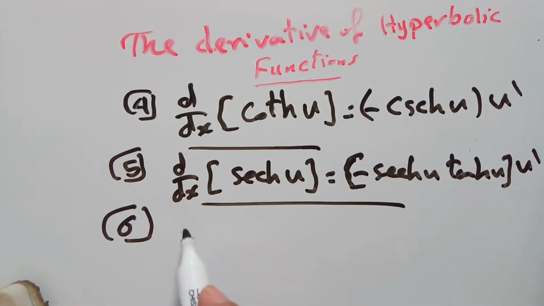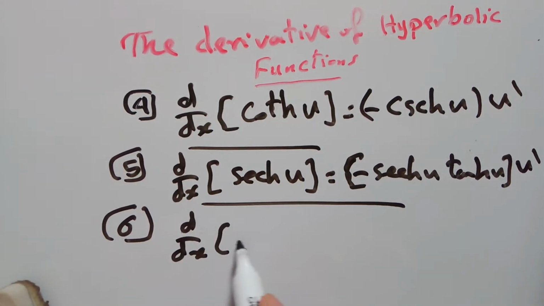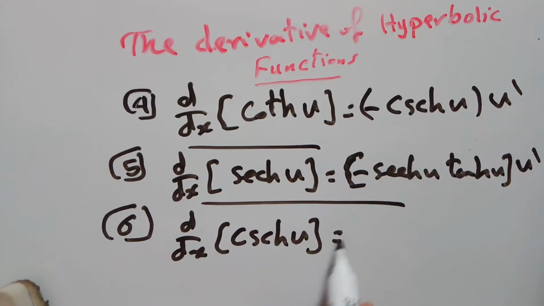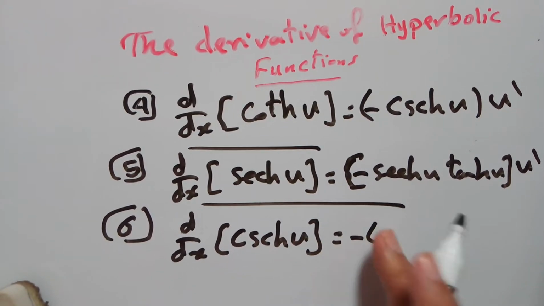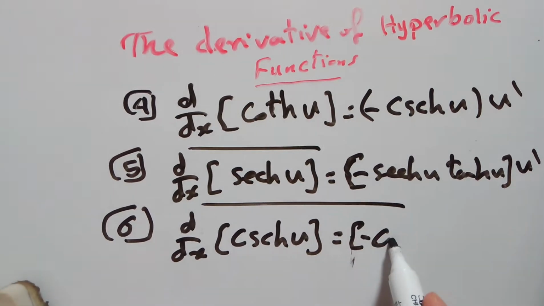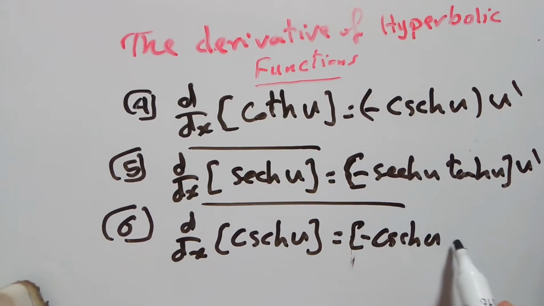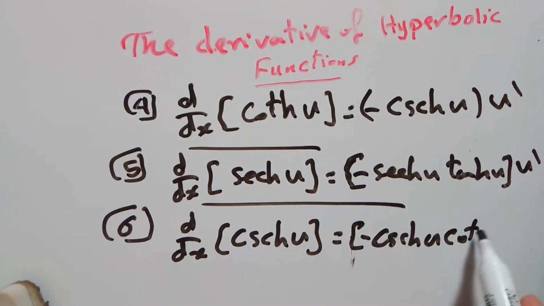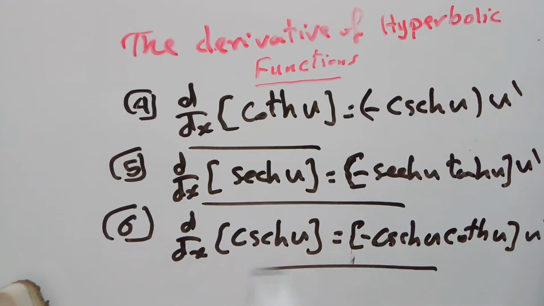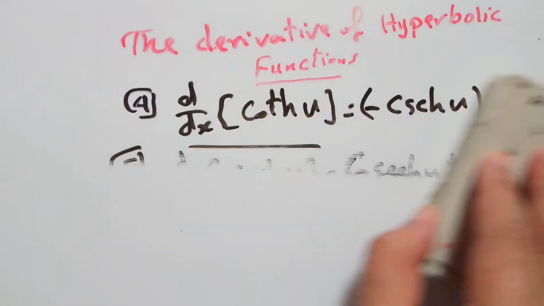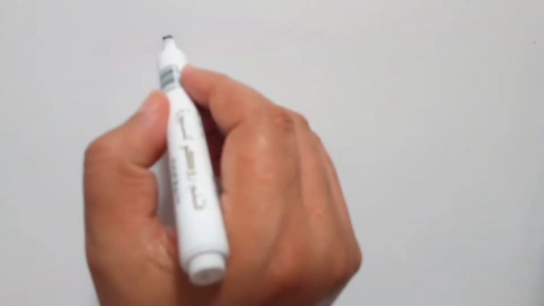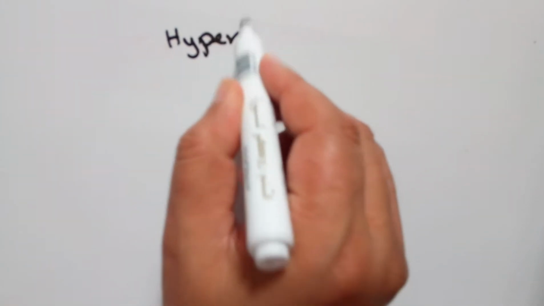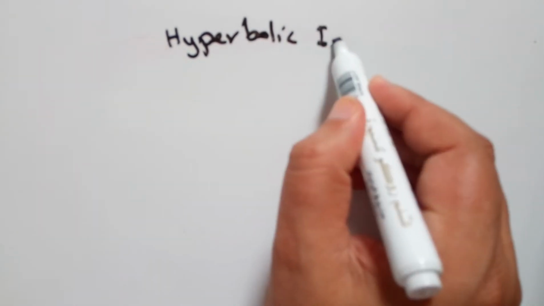Number 6, the last one, the derivative with respect to x of hypercosecant u is negative hypercosecant u hypercotangent u multiplied by u prime. These are the 6 rules for the derivatives of the hyperbolic functions. And I have some identities for the hyperbolic functions. Then, hyperbolic identities.